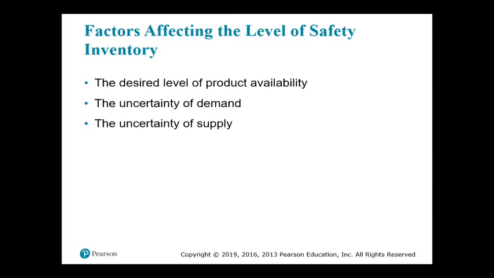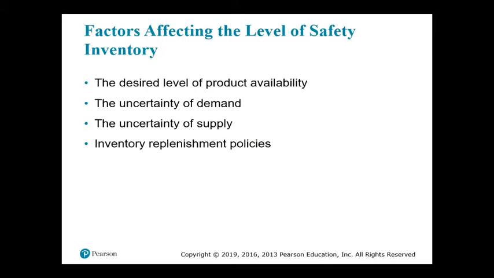And then it is also determined by the uncertainty of supply. The role of safety inventory is to serve as the intermediary between how we match supply with demand. So the uncertainty from either side is going to affect our ability to do so. Similarly to demand uncertainty, the higher the supply uncertainty, the more safety inventory we need.